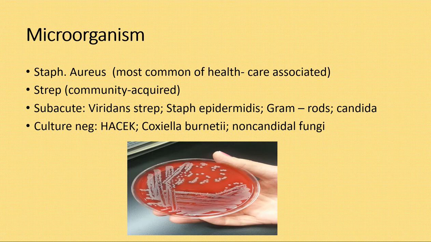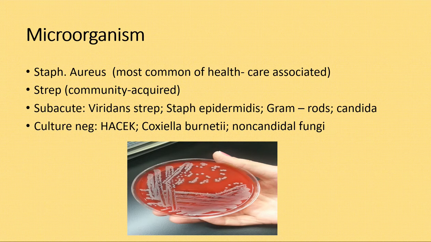Strep, such as viridans, is going to be the most common in community acquired. As I mentioned, subacute is going to be more commonly caused by viridans strep, and Staphylococcus epidermidis, which is similar to Staphylococcus aureus. What differentiates between those? Coagulase. Coagulase positive is going to be aureus and coagulase negative is going to be epidermidis. Gram-negative rods and Candida.